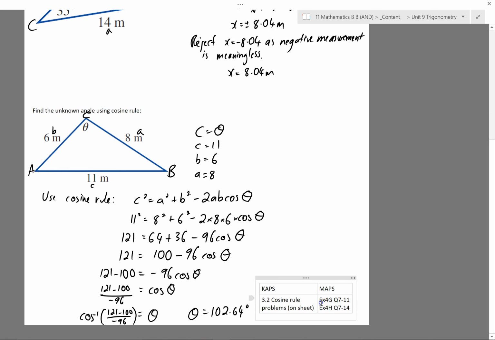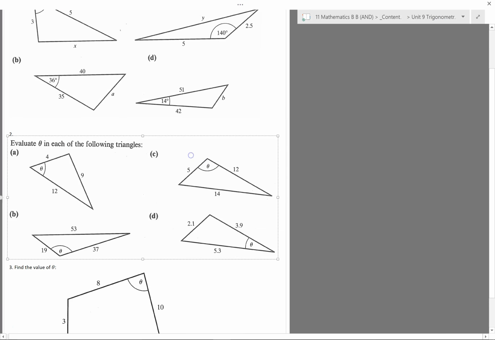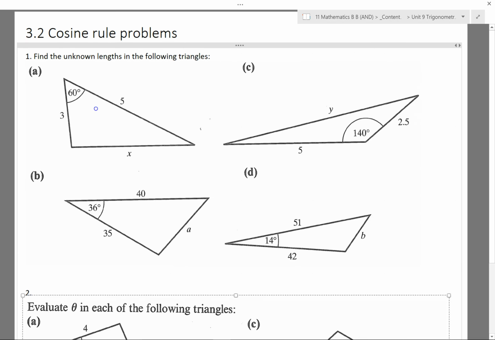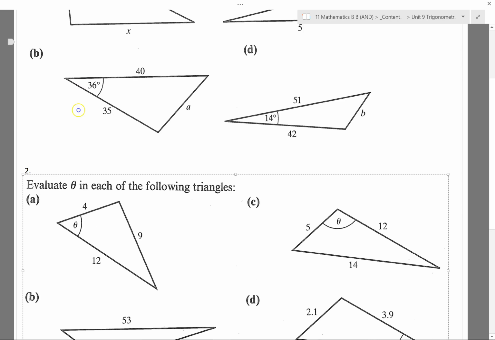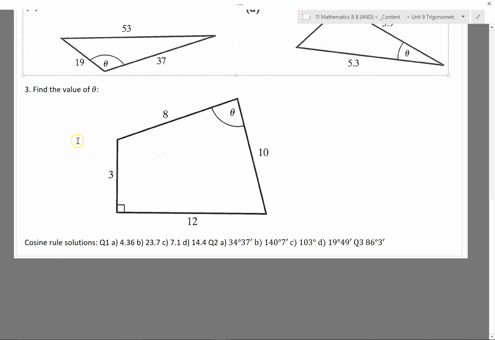So there's some modeling problem and solving questions to have a go at, but before you do them, just make sure that you can do a few of these, finding unknown side lengths and unknown angles. And there's a bit of a challenge problem in question 3. The solutions are at the bottom. Alright, good luck.